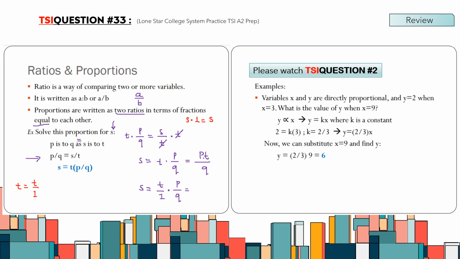So P times T or T times P; we write it in alphabetical order to make it look better. So P times T over Q times 1, just like S times 1, right? So Q times 1 is Q.